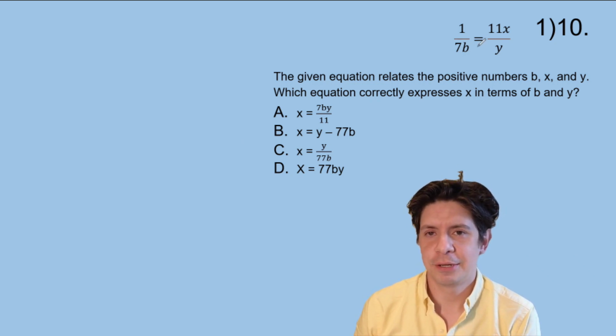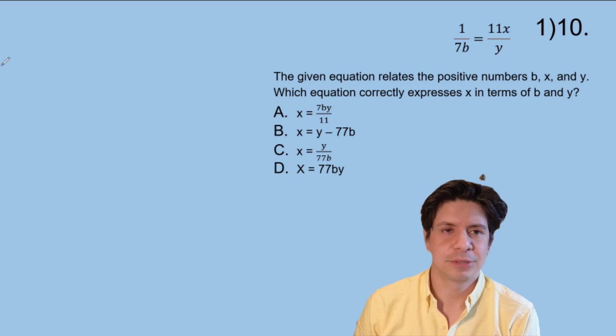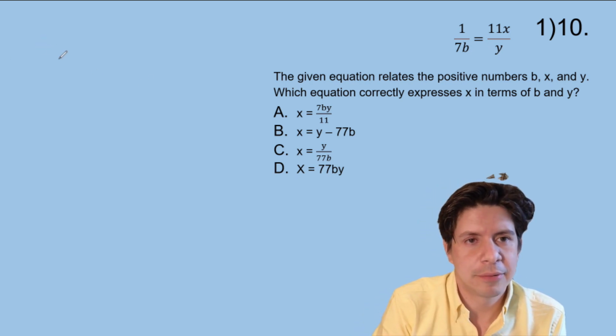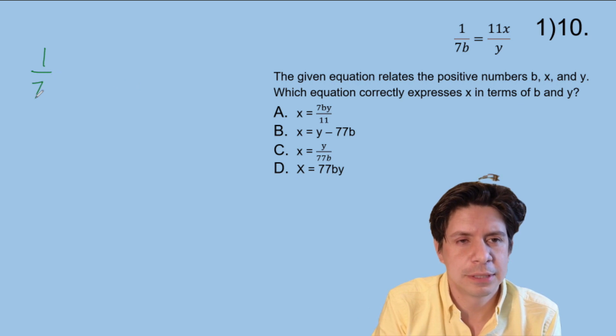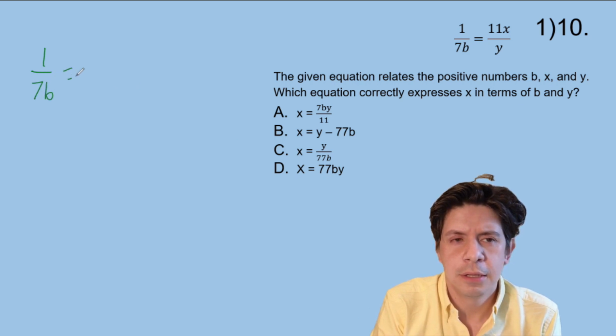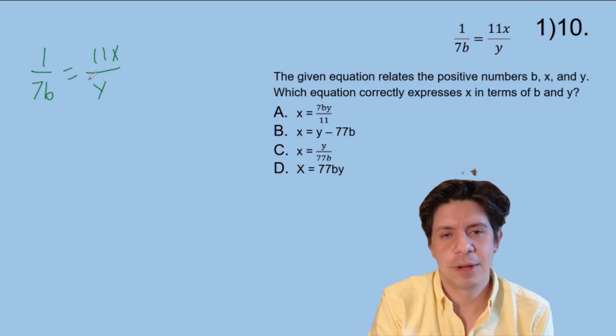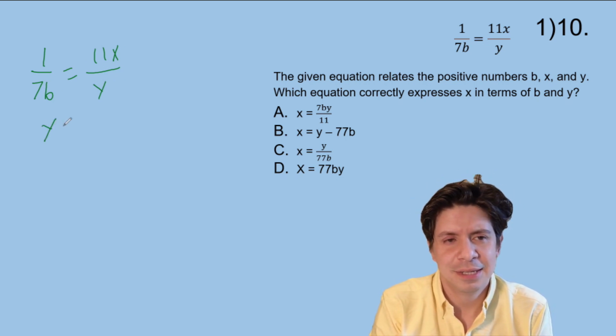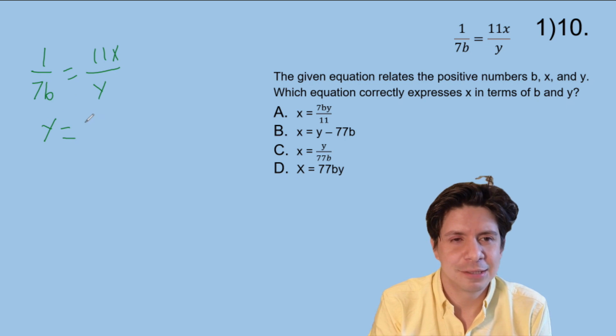Okay, so we have x up here, b there, y there. So I'm just going to rewrite this so I can work with it, play around with it. 1 over 7b equals 11x over y. A lot of the questions you don't have to write out. This one I would write out. And I love questions where I have to write it out because it just feels very productive.